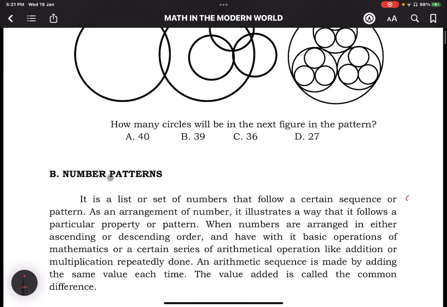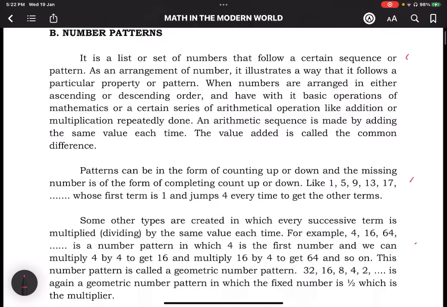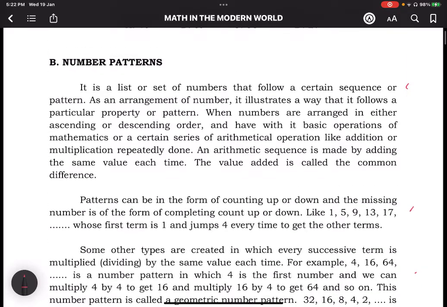Next pattern, we have the number patterns. It is a list or set of numbers that follow a certain sequence or pattern. As an arrangement of numbers, it illustrates a way that it follows a particular property or pattern. When numbers are arranged in either ascending or descending order, there are evident basic operations of mathematics, certain series of arithmetical operations like addition or multiplication repeatedly done. So there are different patterns when it comes to number patterns.